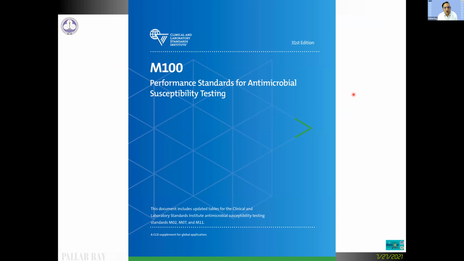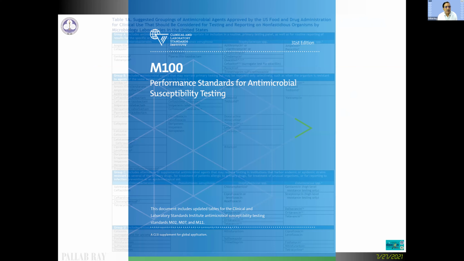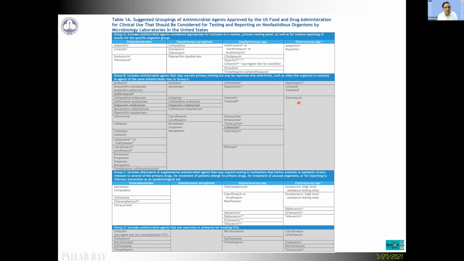And if you go into the document, you will find that the first table, that is table 1A, gives you the internationally recommended antibiotics for enterobacterial, Pseudomonas aeruginosa, Staphylococcus species, and Enterococcus species in 4 different tiers. We have group A, group B, group C, and group U. I'll come to those groups slightly later in a subsequent slide.